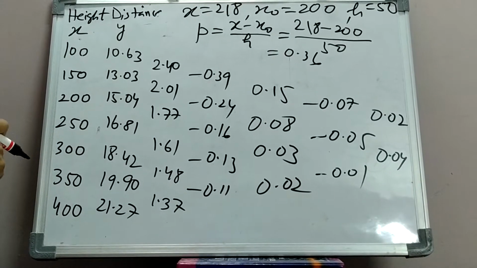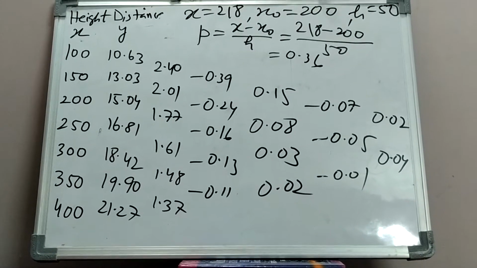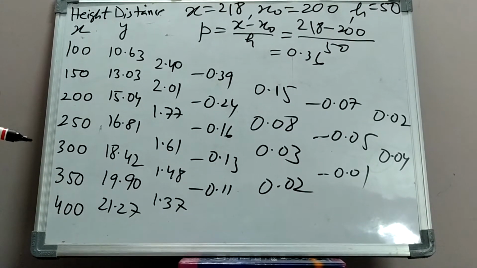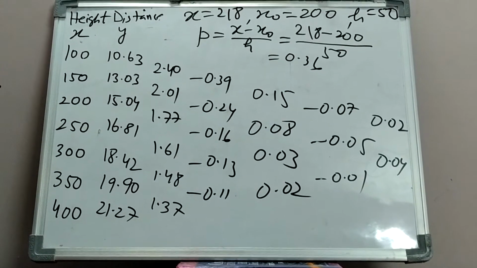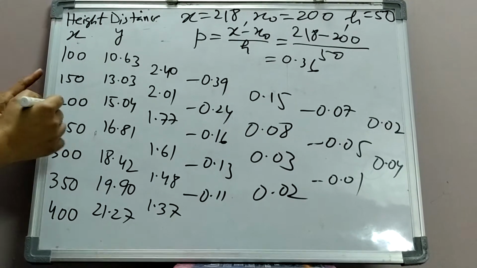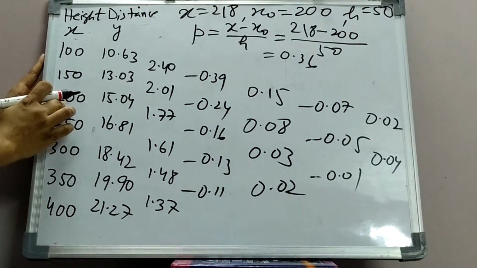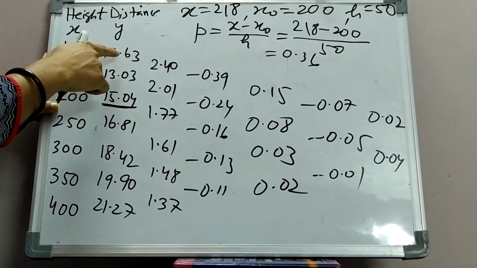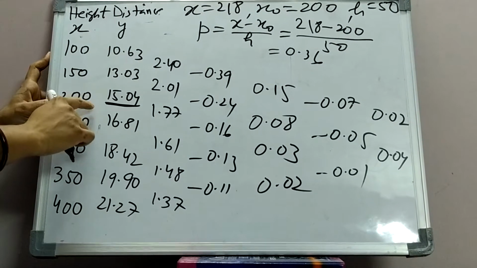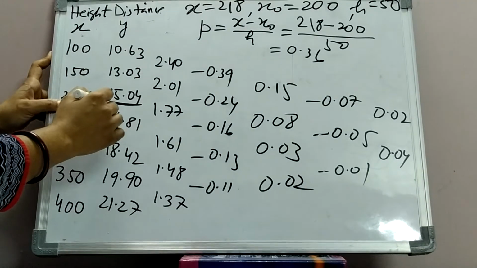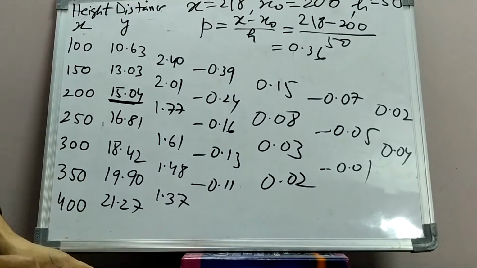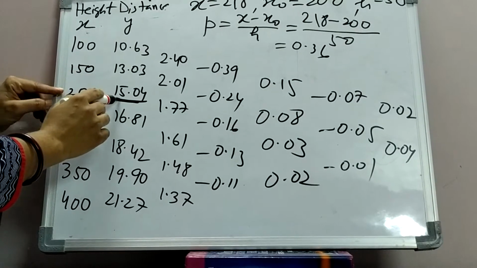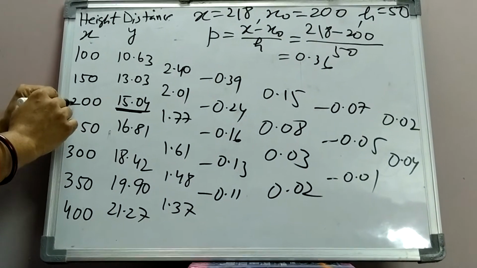Now your next job is to write the Newton forward interpolation formula. That formula requires the value of del y naught, del square y naught, del cube y naught. Since you have chosen 200 as x naught, y naught will be this, not the first one. It is not always the first one, right? So we have to take this value, 15.04, which corresponds to x naught, that is 200.